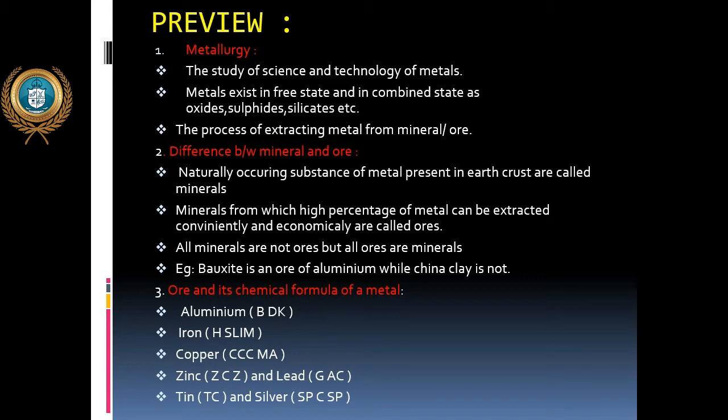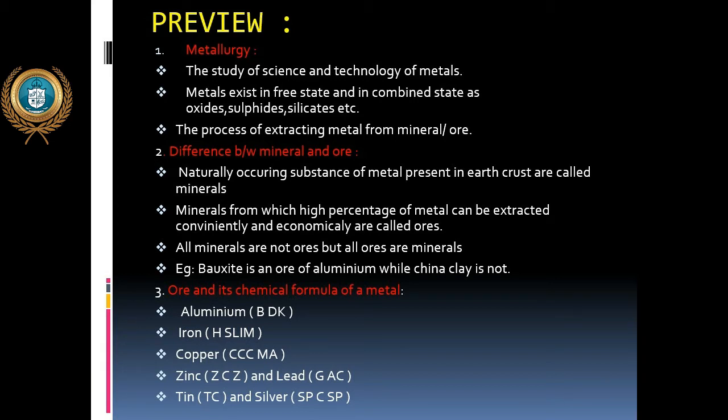And for lead, GAC. Here we have used one situation: Galina is a girl. She was writing with the lead pencil in the AC room. So G refers to galena, A refers to anglesite, C refers to cerussite. The next element, tin. For tin there is only one ore, tin stone, which we can call cassiterite. So for tin, cassiterite, TC.